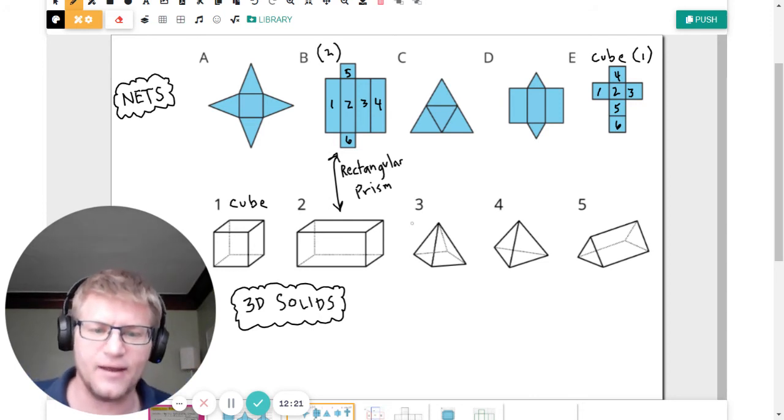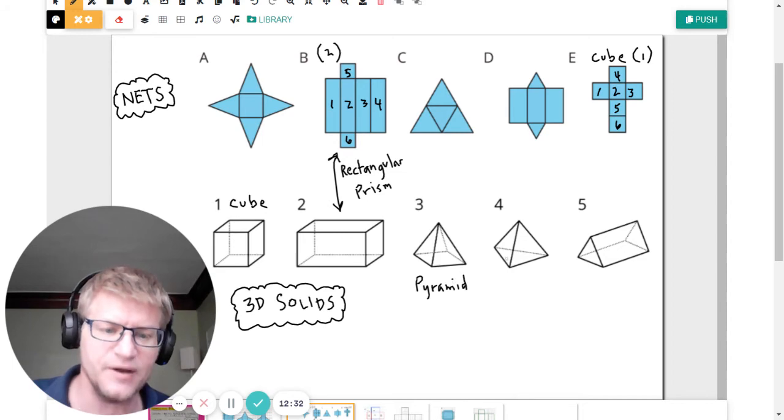Let's look at down here. I'd say look at number 3. Number 3 is a pyramid, like the Egyptian pyramid. So we're going to call this a pyramid, right? But there's something interesting about this. This is a pyramid, but also this is a pyramid. Oh my gosh. So these are both pyramids.